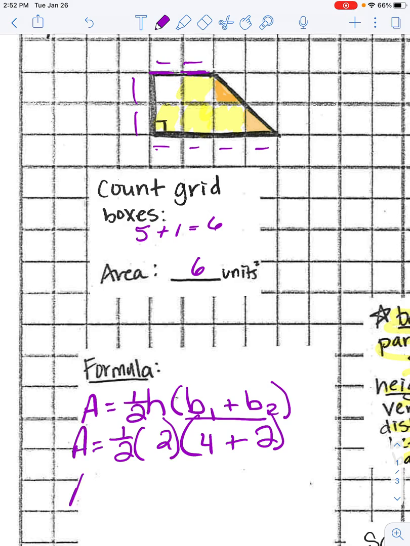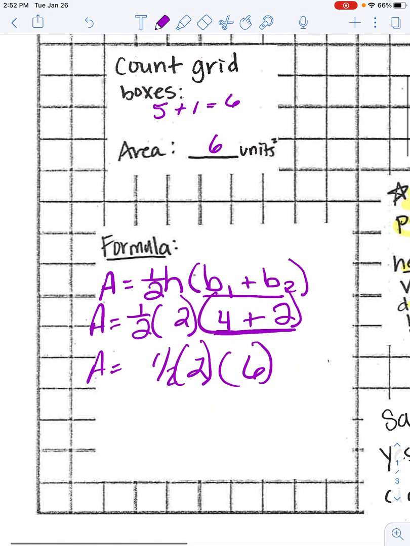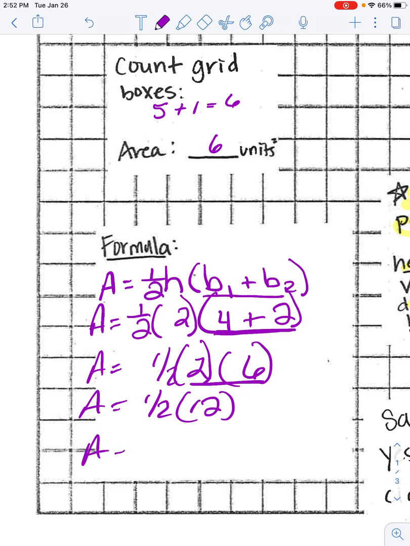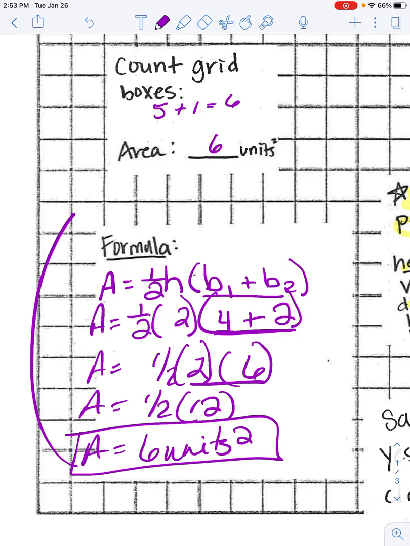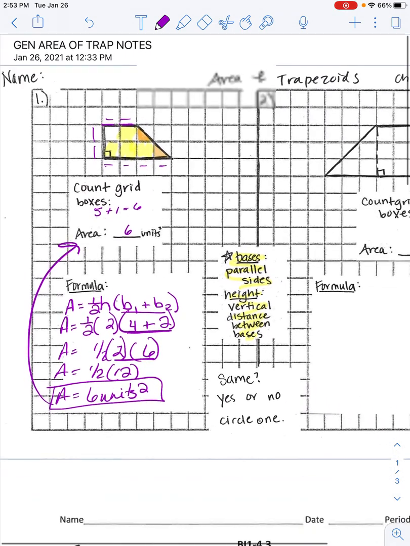I normally work this formula completely backwards. We know parentheses we do first. So no matter what, we need to add those bases up. 4 plus 2 is 6. Bring everything else down. And again, like I said, I go backwards. 2 times 6 is 12. And what is half of 12? Half of 12, or 12 divided by 2, is 6. So the area of this trapezoid is 6 units squared, which is the exact same thing we got up here.